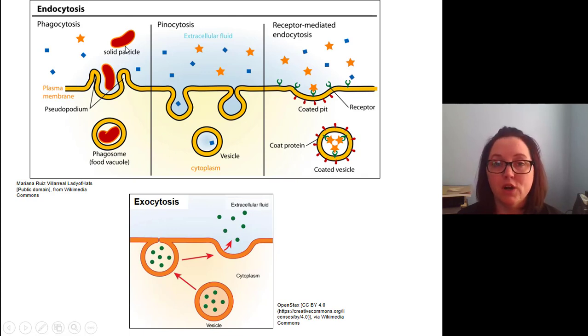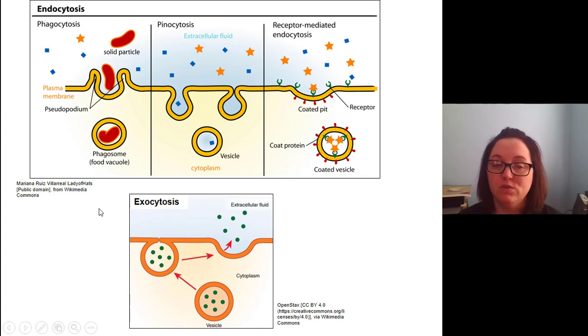If we're bringing in larger particulate matter, we call it phagocytosis. Phago means food. This is like a cell eating. Pino means to drink. Pinocytosis is bringing in mostly liquid and maybe a few small solutes in that liquid. So pinocytosis is the cell drinking and phagocytosis is the cell eating. These substances with these vesicles will then later be processed by other organelles in the cell. Basically, the stuff will be used for food.